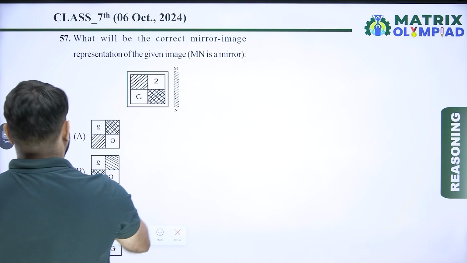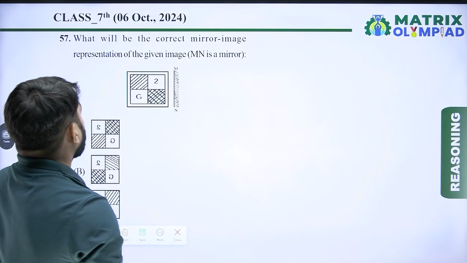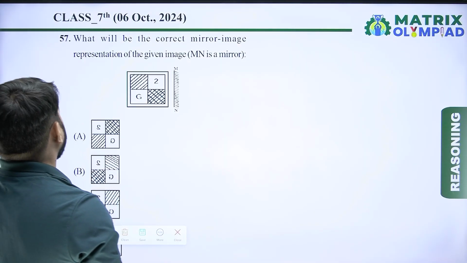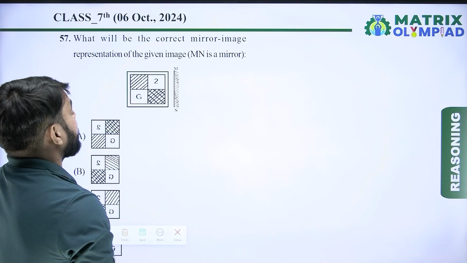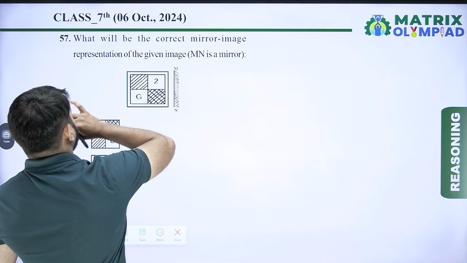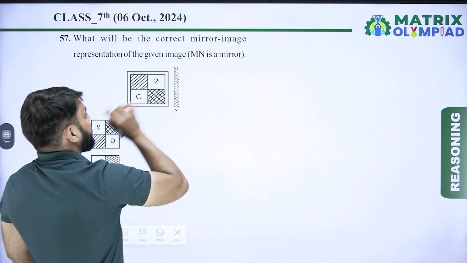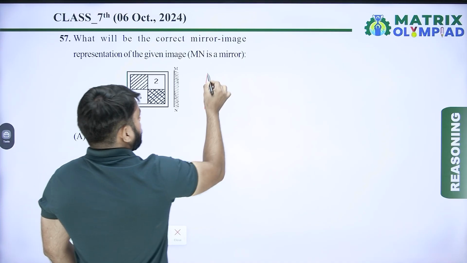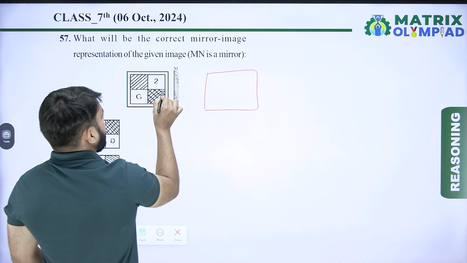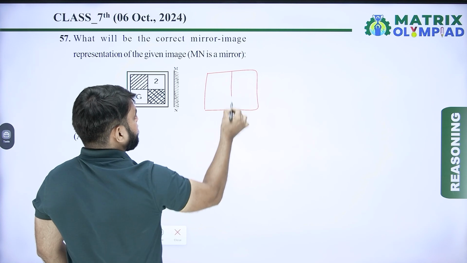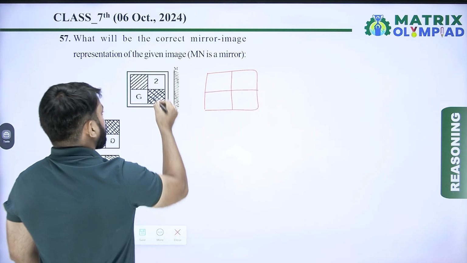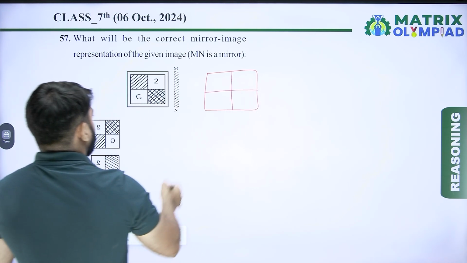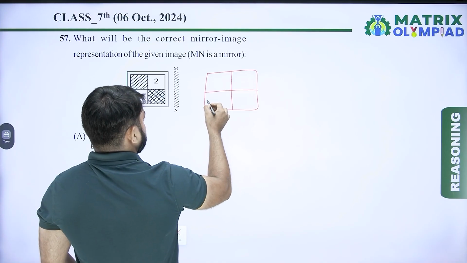Now next question is question number 57. What will be the correct mirror image representation of the given image? MN is a mirror. Find the mirror image of the given figure. This part is near to the mirror, so it will remain near to the mirror. So the mirror image of this part looks like this.